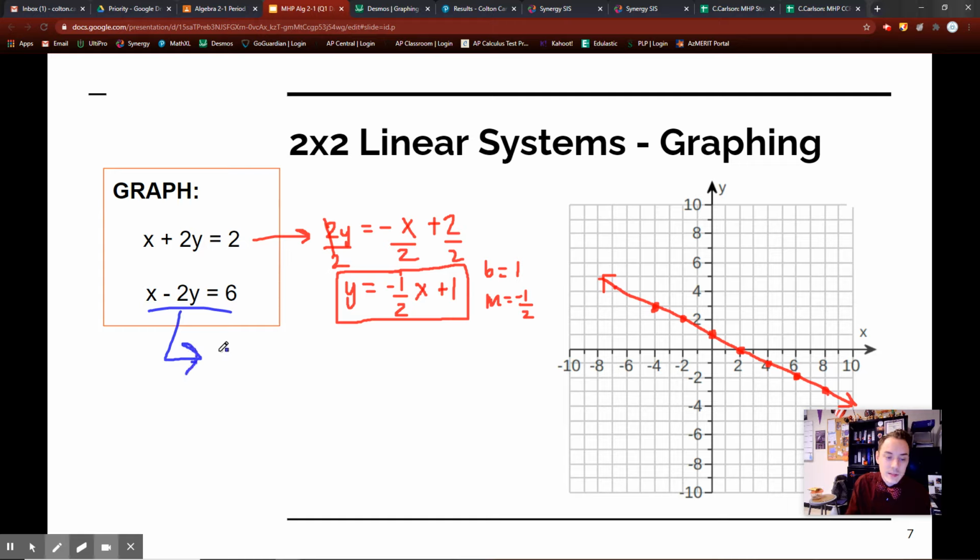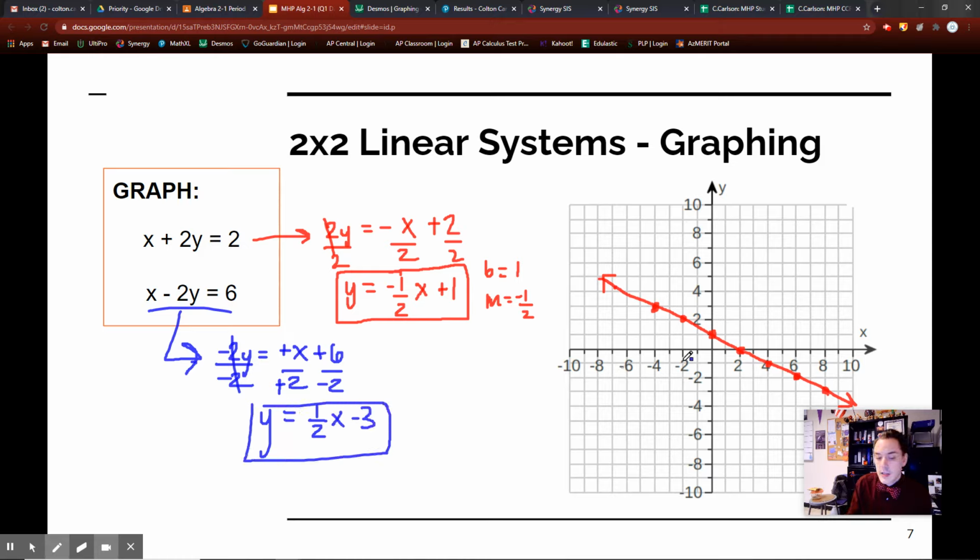Same thing, y equals mx plus b form, so negative 2y equals negative x plus 6. Divide by negative 2, divide by negative 2, divide by negative 2. This becomes y equals 1/2 x and then minus 3. This is my blue line. So my blue line has negative 3 as my b value, and then my m value is 1/2.